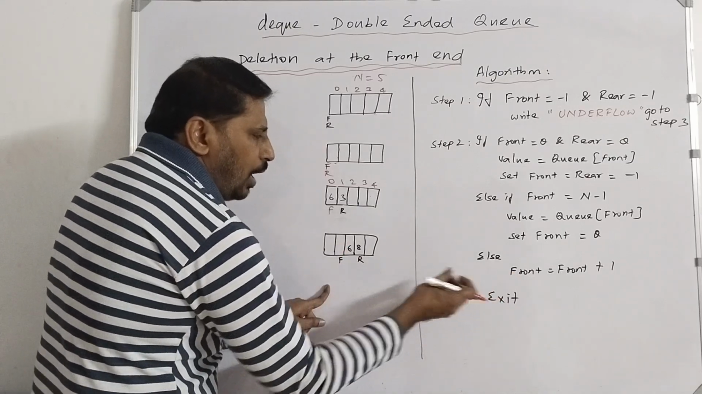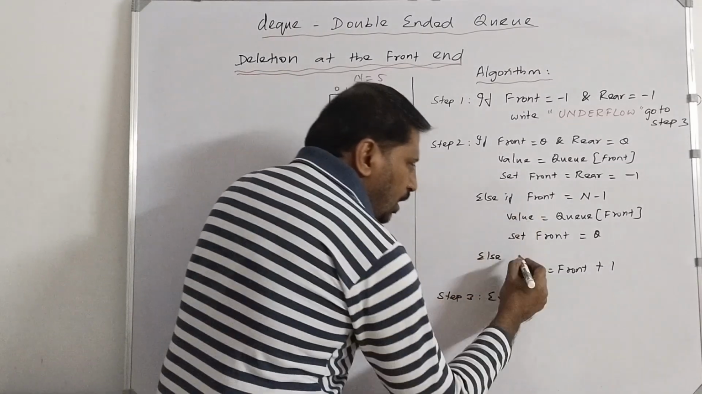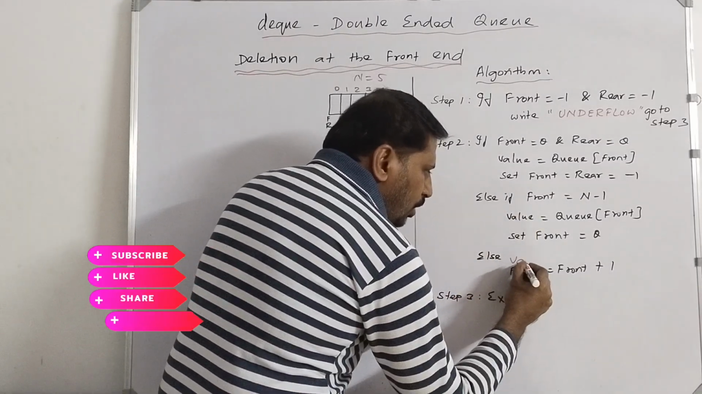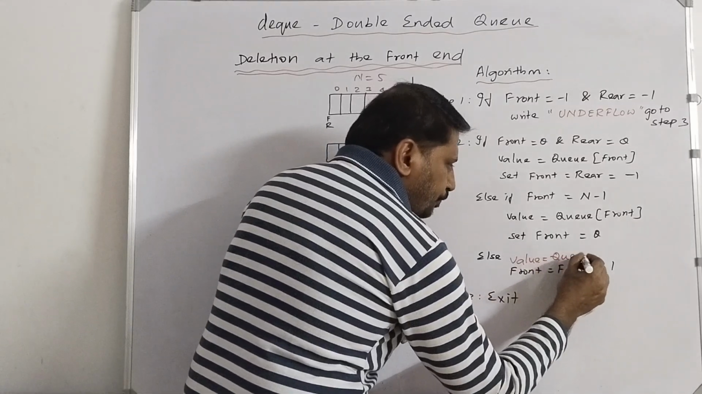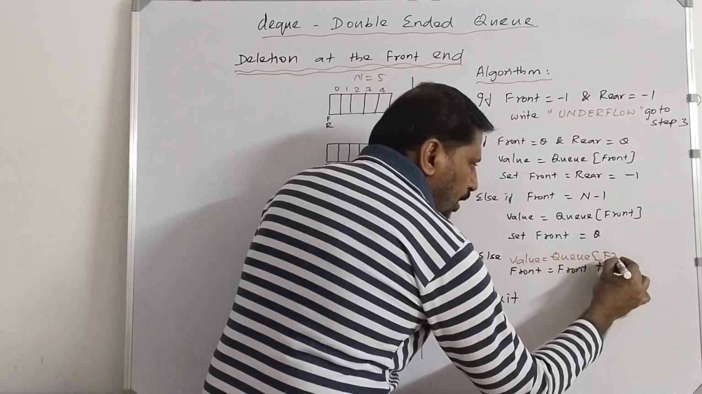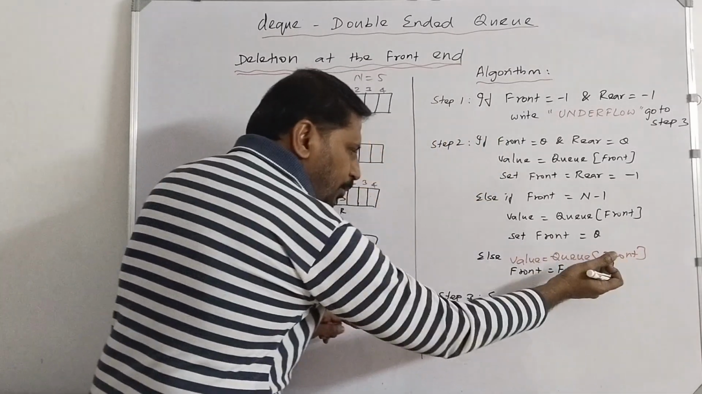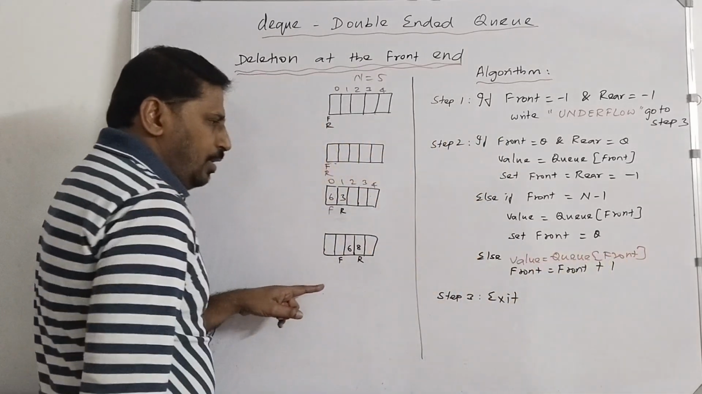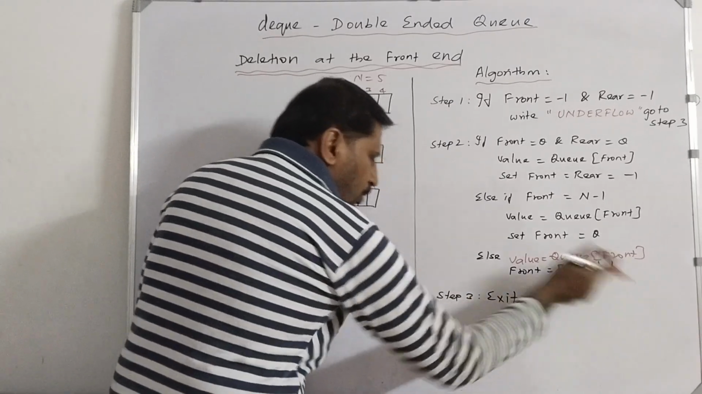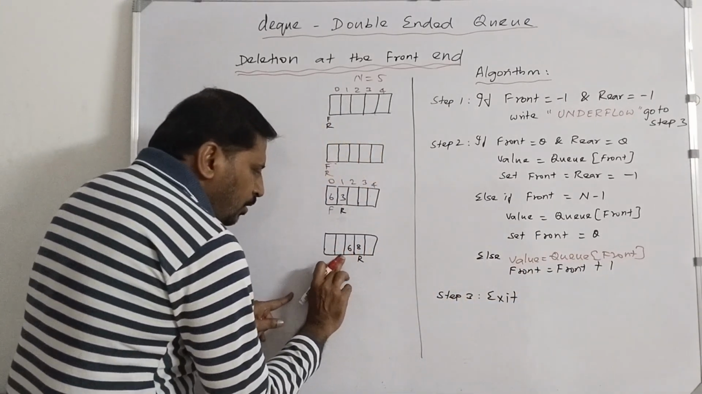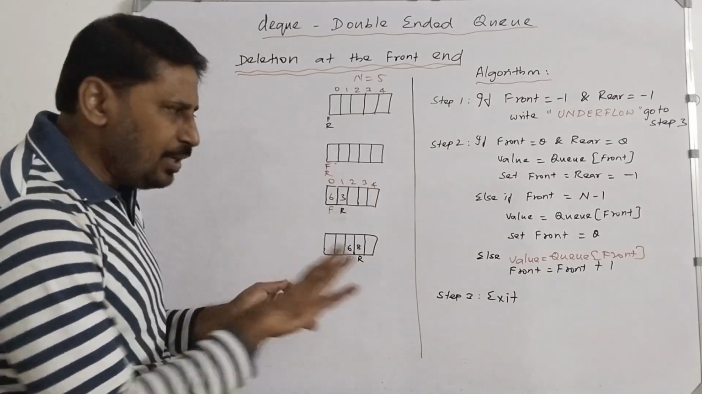What do we do? Before that, I have to add one more piece of information: value equals q of front. After taking the q front pointer value into the variable value, we set front equal to front plus 1. After this, the front pointer is incremented by 1. So this is the normal case.